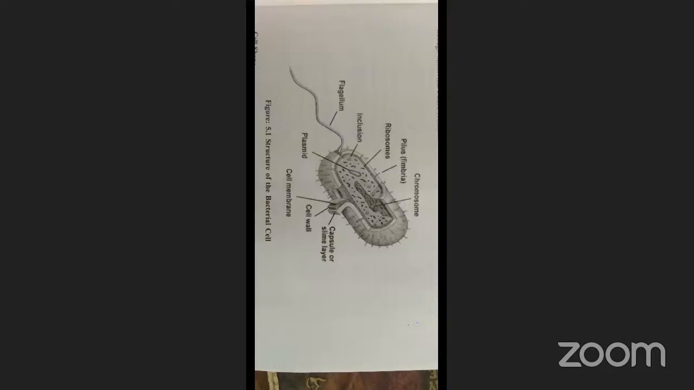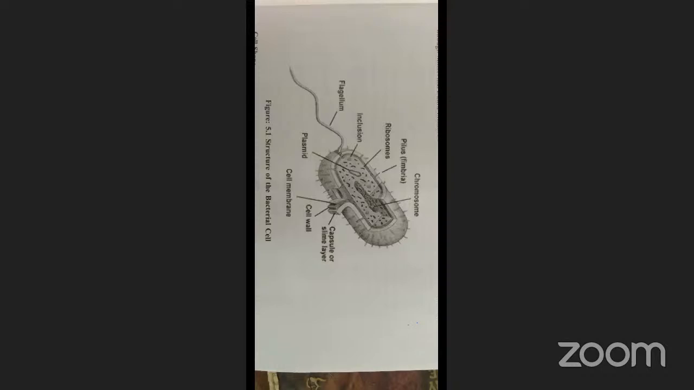This is also made up of protein. And the capsules or slime layer: capsules include the slime layer. It is attached to the surface to protect against phagocytic engulfment and occasional killing. It is a polypeptide or polysaccharide compound.